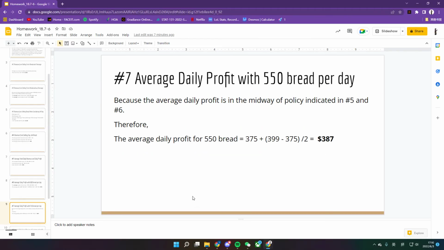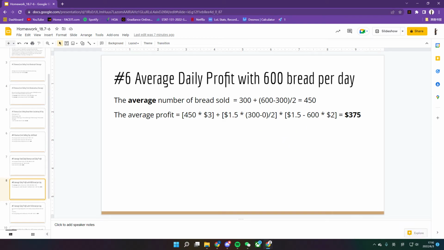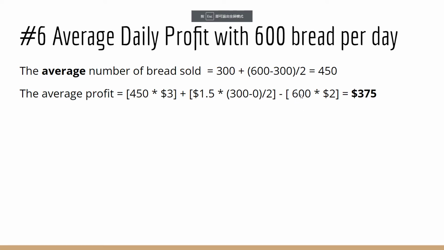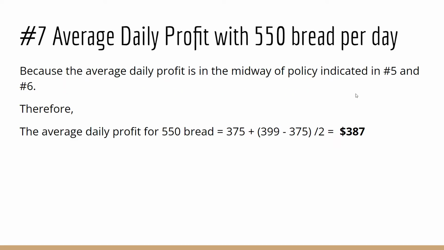I think there's something wrong with this number. It should be subtract. There we go. And subtract the 600 bread we made per day, which is the cost. We got $375.